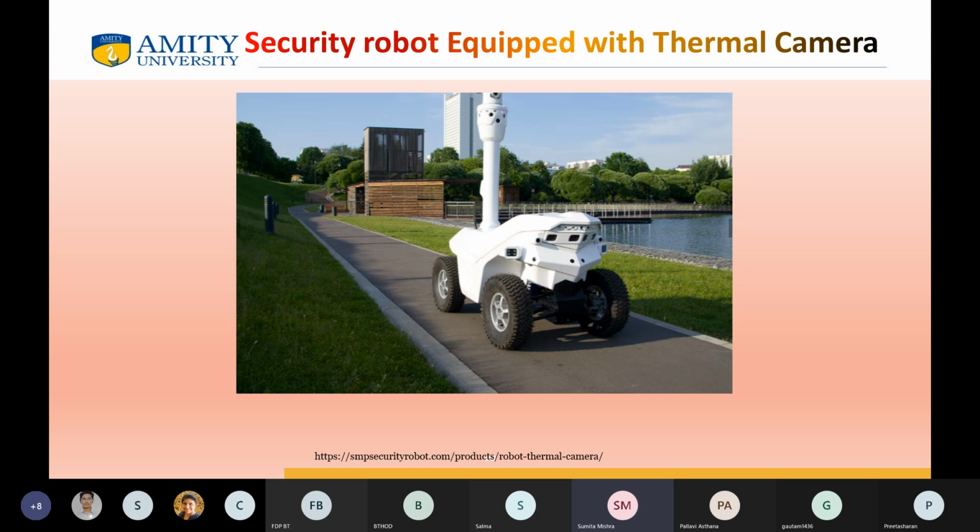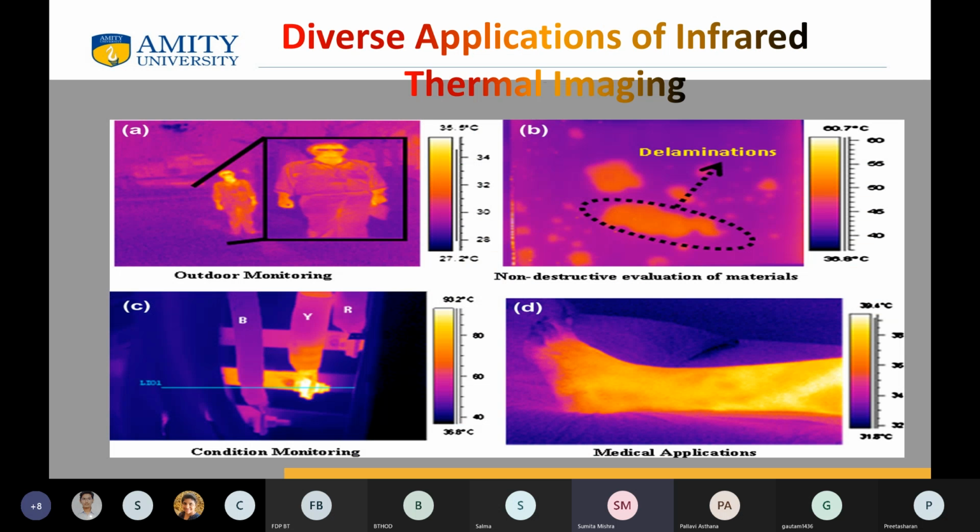This kind of application is basically possible due to the combination of these enabling technologies with thermal imaging. After this, we may discuss some of the applications of infrared thermal imaging. Here, the first application that you see is basically outdoor monitoring. As you can see, the outline of people who are there is visible because there is a temperature difference between the humans and the surrounding background. So that is why you can detect people.